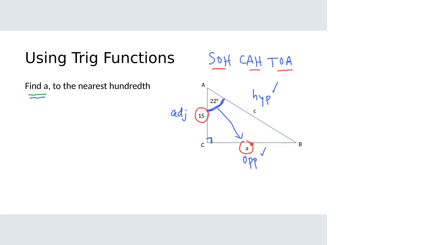And you don't have to set up an equation yet or any of that. You just have to let me know which trig function you think we should use here. Cameron said sine. Miranda says cosine.